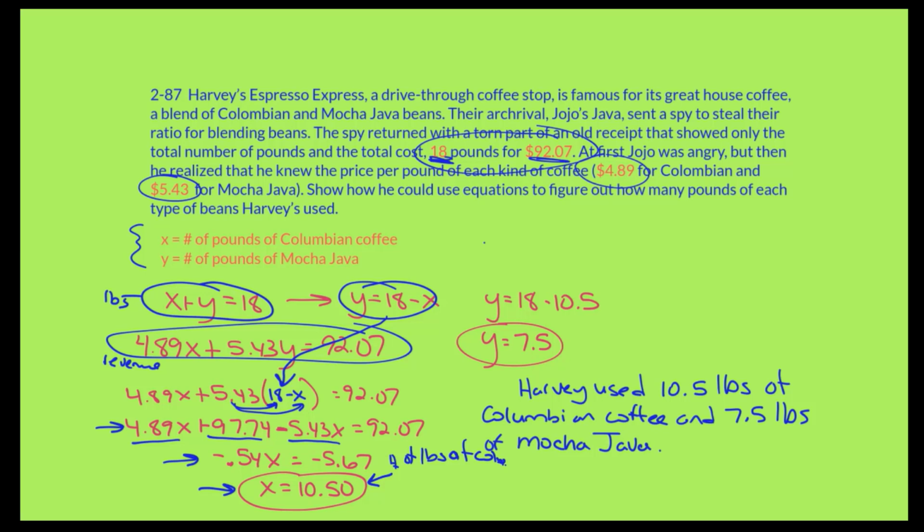It's kind of messy. Okay, so then when I plug it back into this equation and substitute it in for x, I get 7.5, and that's the number of pounds of mocha java. Hopefully that helps you. And I've got a summary statement right here. So Harvey used 10.5 pounds of Colombian coffee and 7.5 pounds of mocha java. And that ends this question.